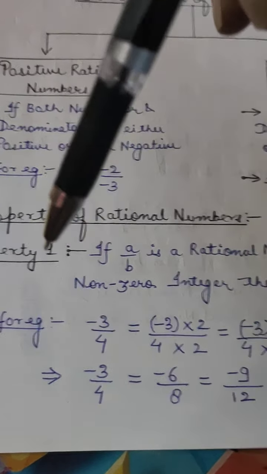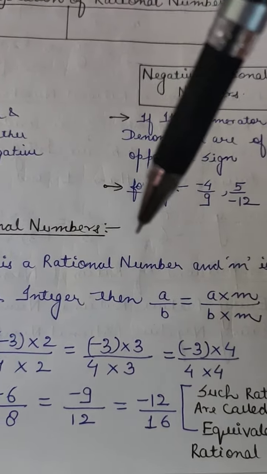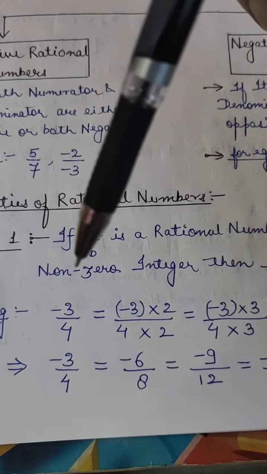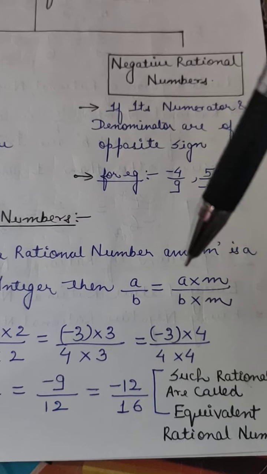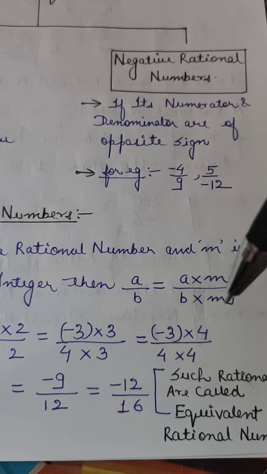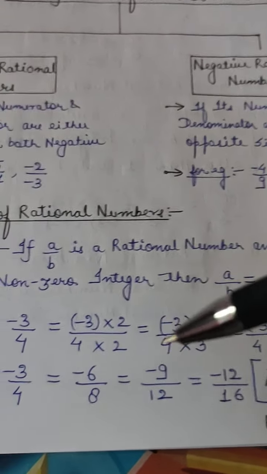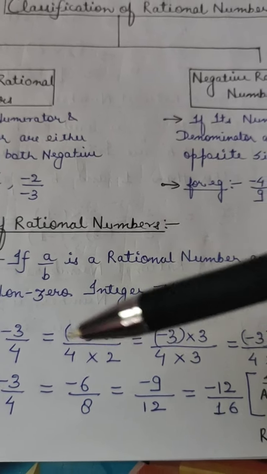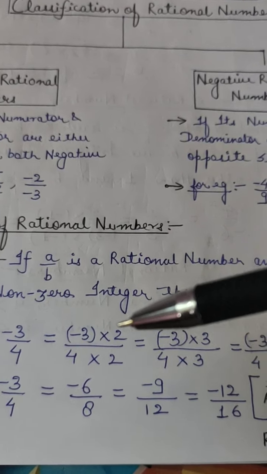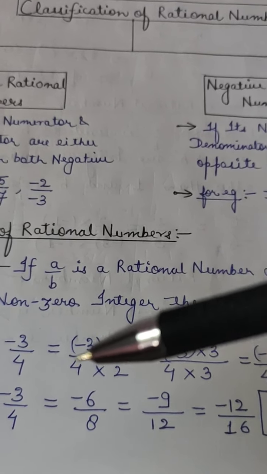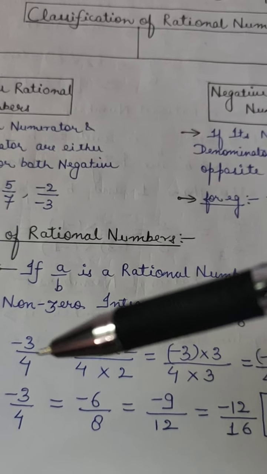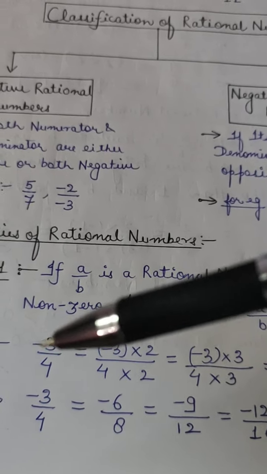Here property number 1 states that if a by b is a rational number and m is a non-zero integer, then a upon b should be equal to a into m upon b into m. ये प्रॉपर्टी ये कहती है कि अगर किसी रैशनल नंबर को सेम इंटीजर से बोथ न्यूमरेटर और डिनोमिनेटर को मल्टीप्लाई करोगे तो वो रैशनल नंबर अपनी ओरिजिनल फॉर्म में ही रहेगा.